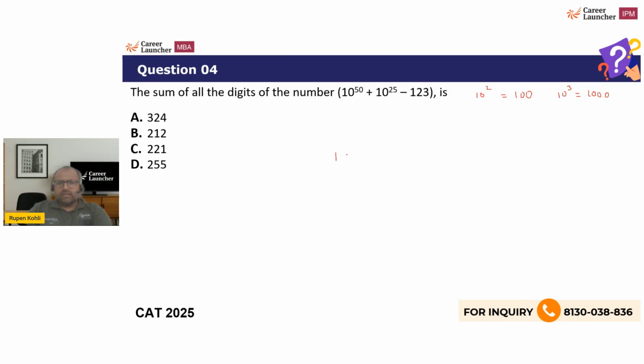So I will write my 1000 dot dot dot, lots of zeros, and this is 10 raised by 25, right? This is 10 raised by 25, so these are 25 zeros. Let me mention this is 10 raised by 25. So from this I'm subtracting 123.